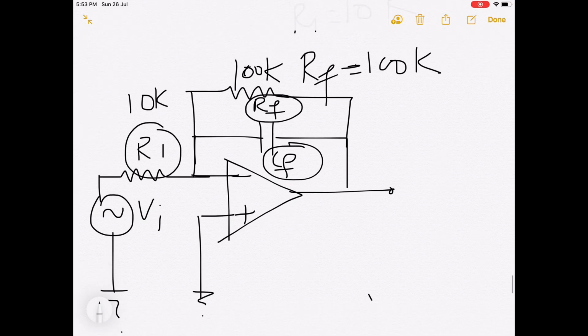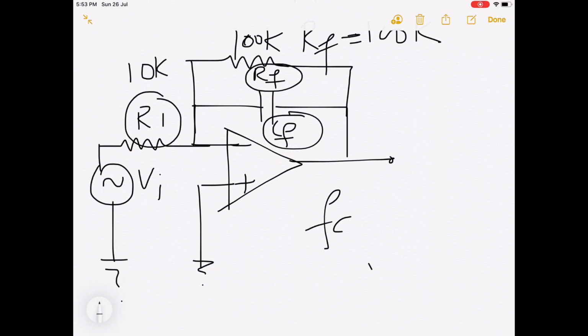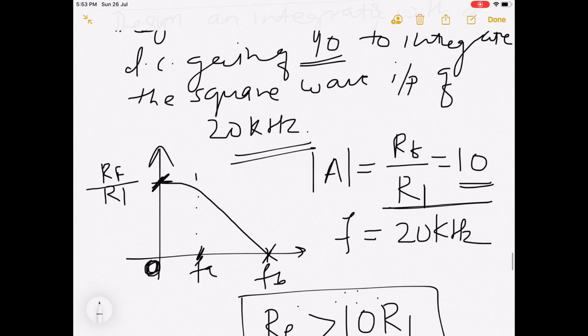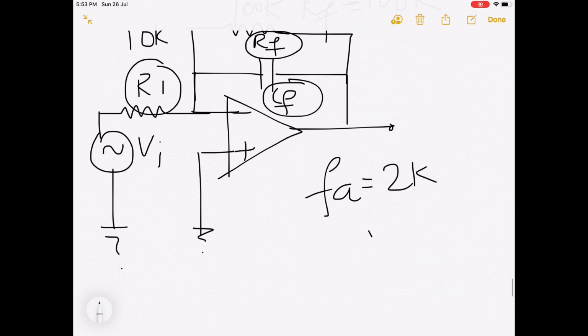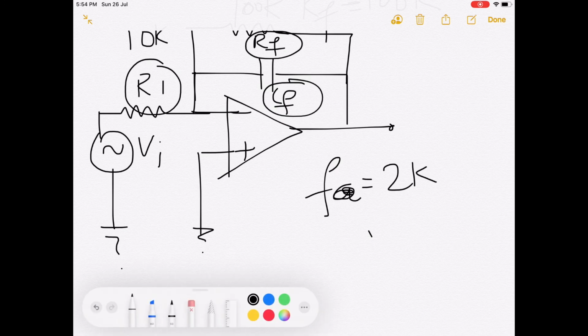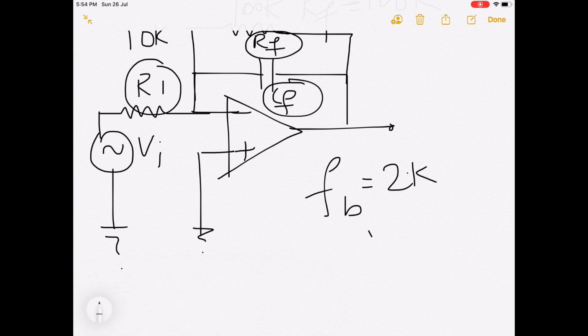Now, we know R1 is 10K, RF we know, only CF is remaining, okay. So, for this we need FA. After calculation, FA is equal to 2 kilohertz; here it is not calculated yet, okay. What is given? They have given us FB. So, here I am writing FB. FB is here 20 kilohertz, it is given, okay.